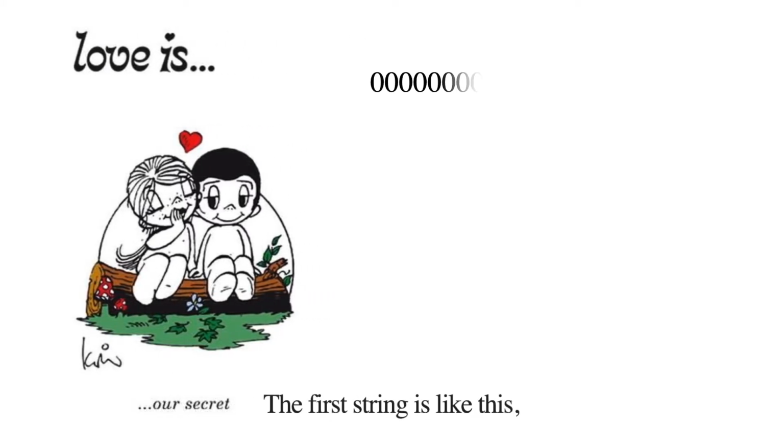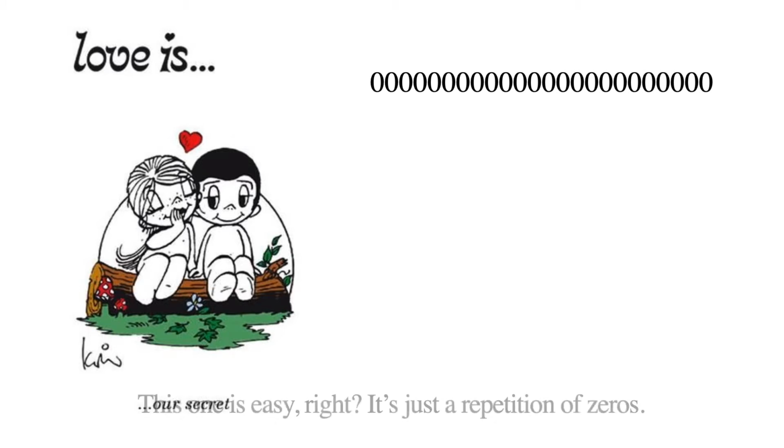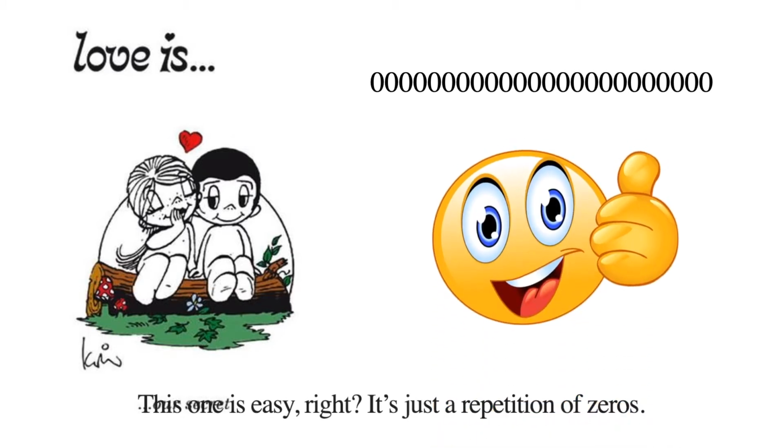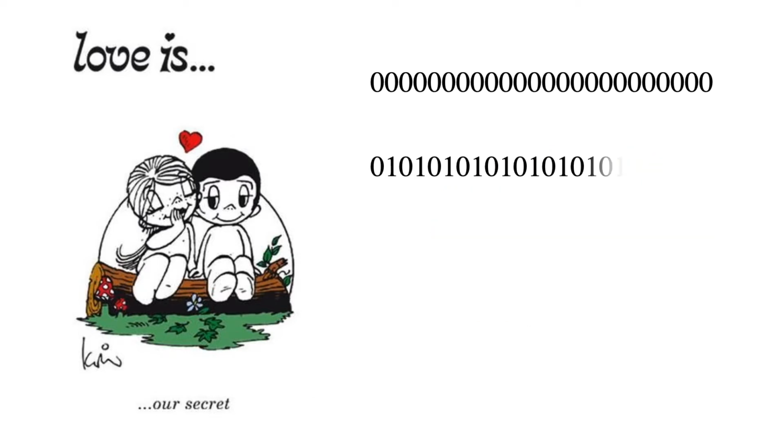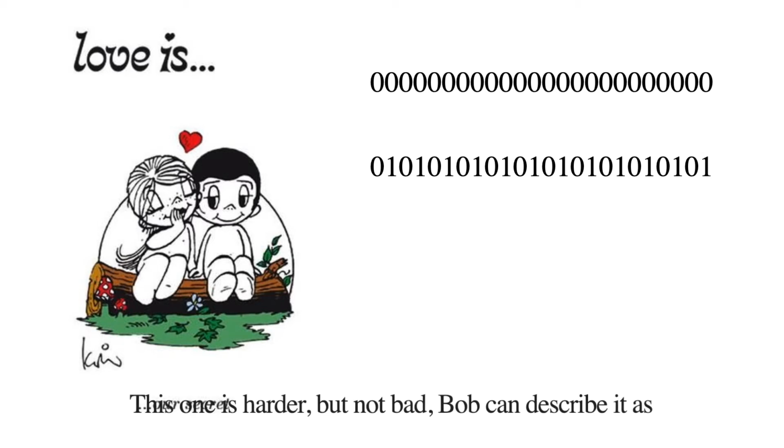The first string is like this. This one is easy, right? It's just a repetition of zeros. Then, Alice tried another one. This one is harder, but not bad.